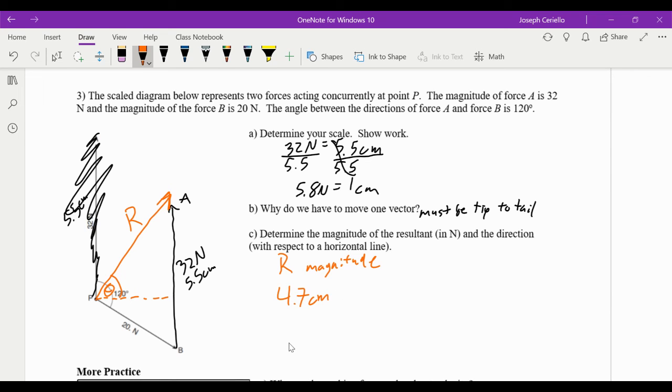Is that a force? No. So converting it to these centimeters is just a tool to get the force. Don't leave it like this. You have to convert it back. Using what? Using our conversion factor. So we're going to multiply by 5.8 newtons over 1 centimeter. My centimeters cancel. Let's see what we get here. We have 27.3 newtons.